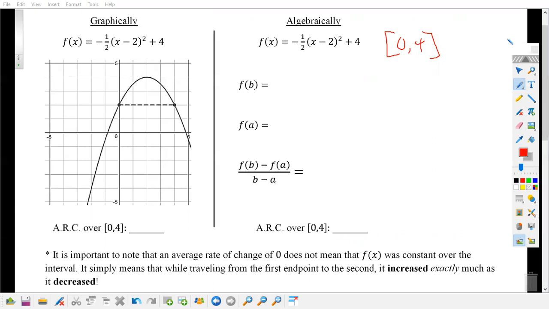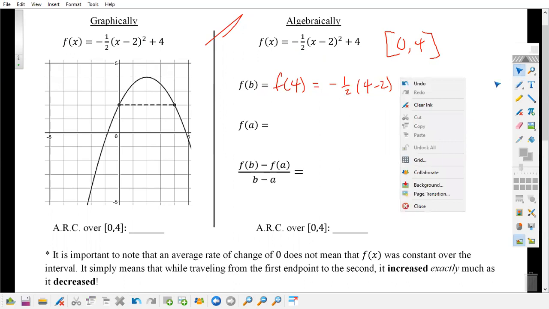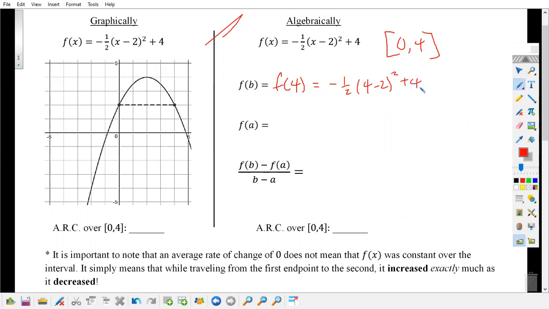Algebraically, then graph. All right, so here we go. Did it matter that this wasn't in standard form? No. The process is still the same. So my b is where do I end? 4. So when I plug in f of 4, I get -1/2 times (4 minus 2) squared plus 4. This is evaluating, which means you're going to be using PEMDAS. PEMDAS says I deal with parentheses first. So that gives me -1/2 times 2 squared plus 4.